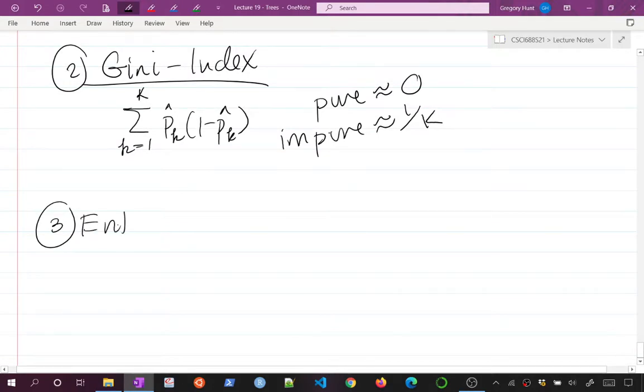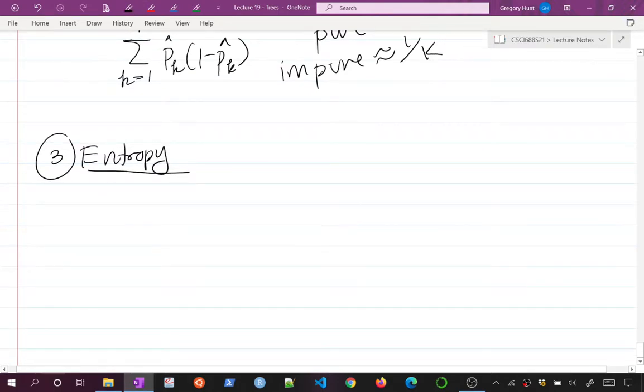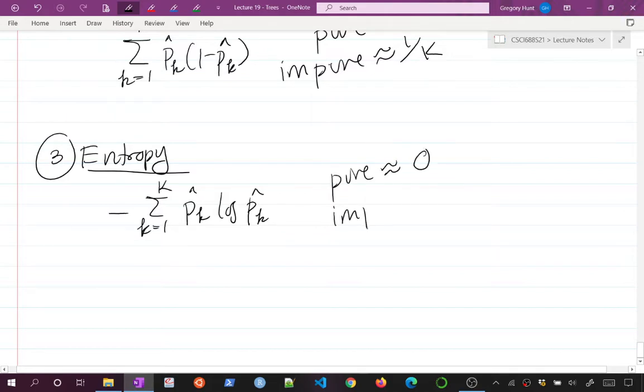Another thing we can look at is called entropy. You could try to calculate entropy, which is a measure of how uniform things are. I'll just write the formula: it's negative the sum of pk hat times log of pk hat, where I sum over my classes. And again, if I have a very pure node, this is about 0, and if I have a very impure node, this is about 1 over K.